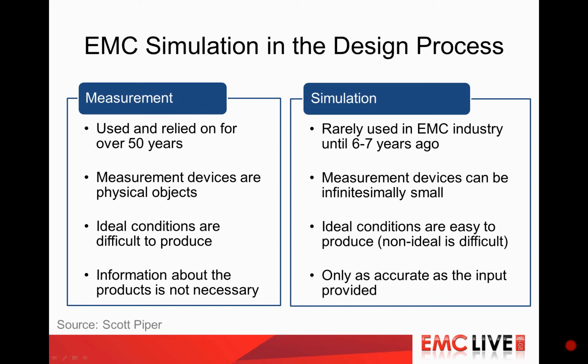But there are some differences when we look at measurements and simulations that I would like to point out. In the second line you can see that when you're doing a measurement, your measurement devices are physical objects, and they might affect the value of the field, or they might affect the field distribution. I will show you an example of this on the next slide. In the simulation, you can choose ideal measurement devices, infinitesimally small E-field probes, for example.